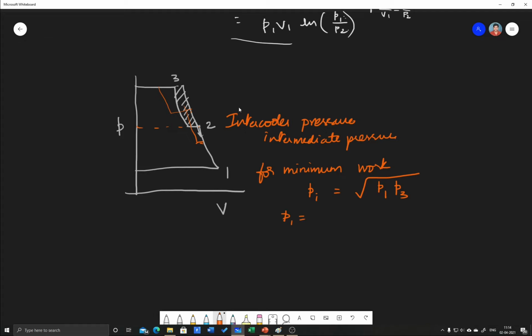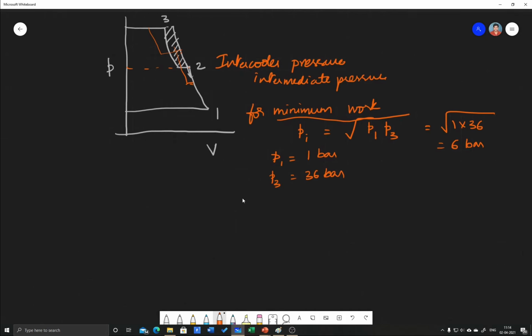Say suppose the atmospheric pressure or suction pressure of first cylinder is 1 bar, and the delivery pressure P3 equals 36 bar, so it should be equal to square root of 1 into 36 equal to 6 bar. 6 bar should be the intermediate pressure to minimize the work input. This is the condition for minimum work. So now coming to the expression for work input, we have to add two conditions. So two cylinders work.